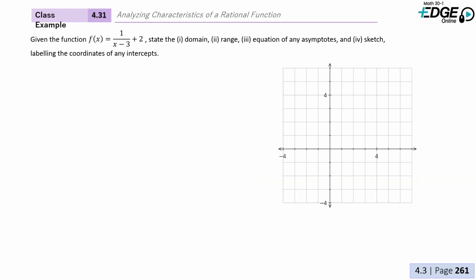Class example 4.31. Given the function f(x) = 1/(x - 3) + 2, state the domain, range, equation of any asymptotes, and sketch, labeling the coordinates of any intercepts.